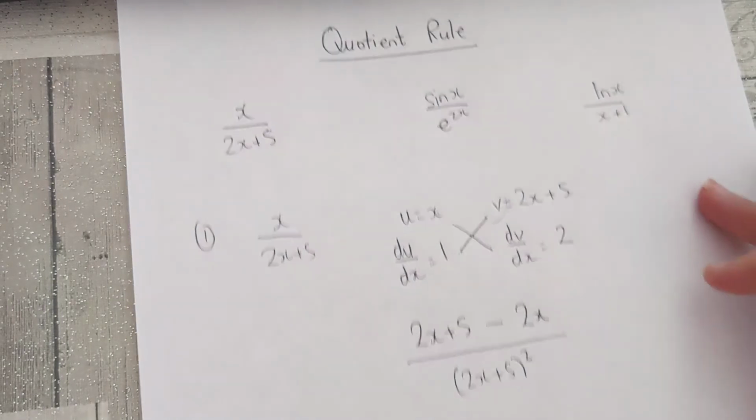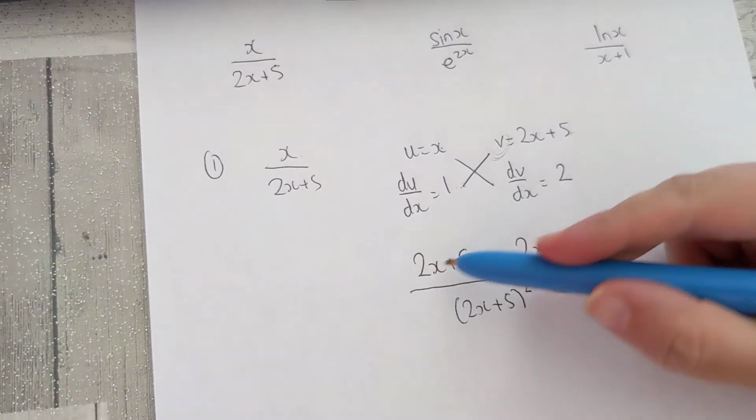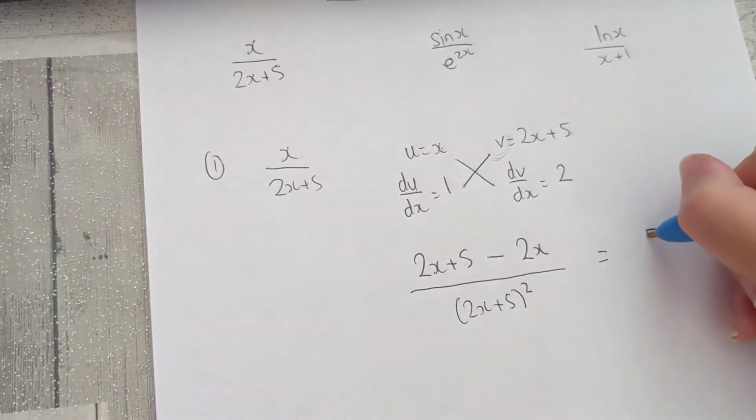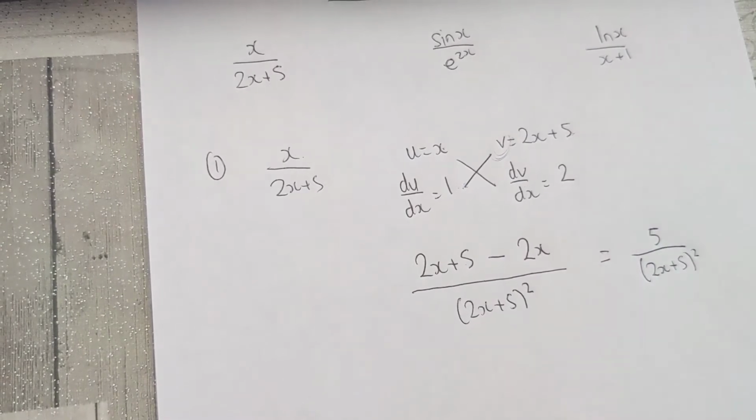So we can just simplify that. It's quite easy, isn't it? Because you've got 2x here minus 2x here, so those are going to cancel out, and you're just left with 5 over 2x plus 5 squared.